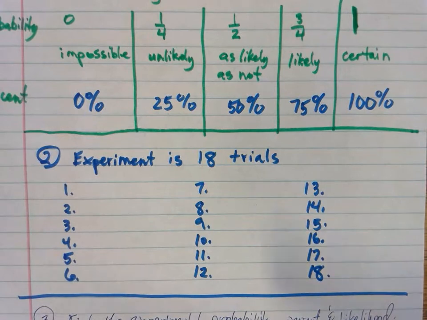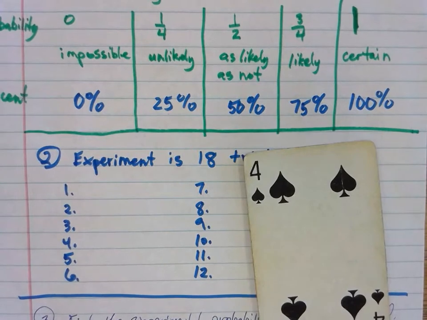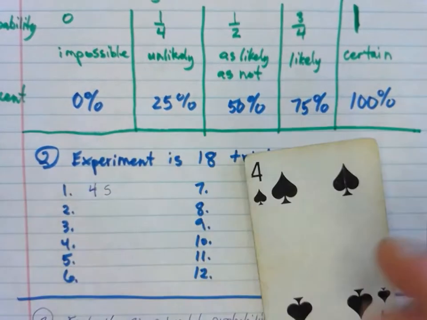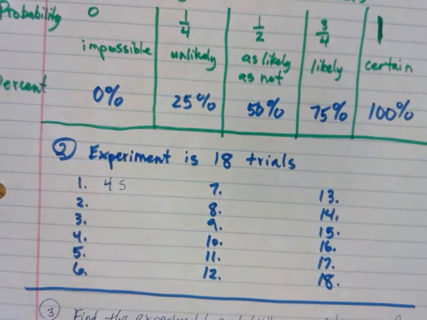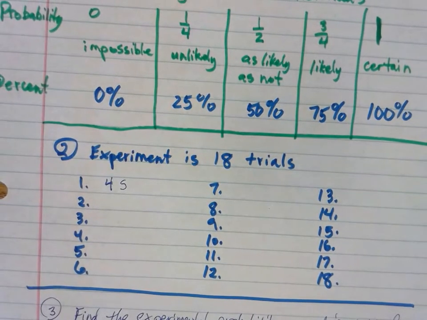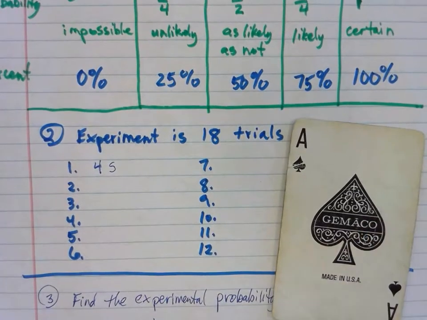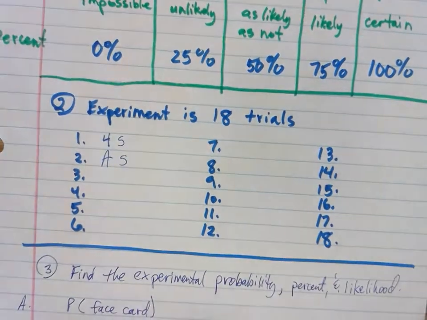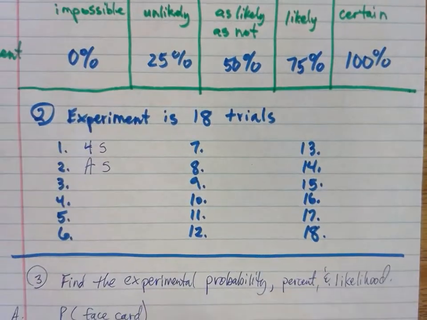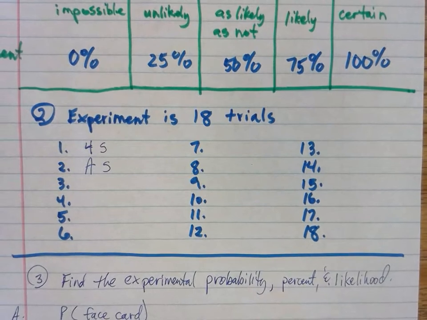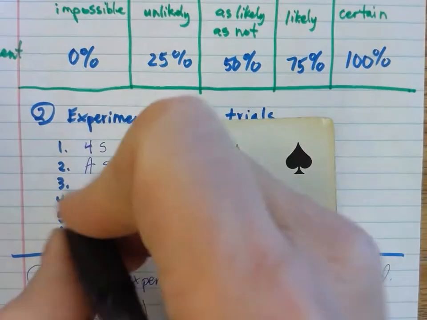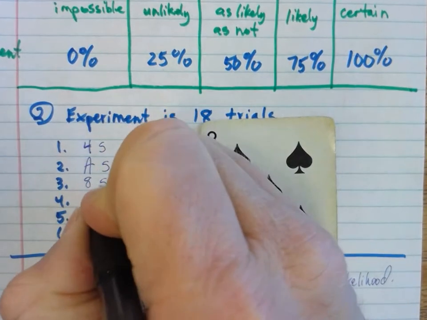Okay, my first trial, I got a 4 of spades. So I'm going to write down 4S. That stands for 4 of spades. All right, I'm going to stick that joker back in there and shuffle them around a little bit. On my next one, hey, I got the ace of spades. All right. I'm going to stick that one back in there, shuffle, shuffle, shuffle. And my next one, oh my gosh, another spade. 8 of spades. All right.